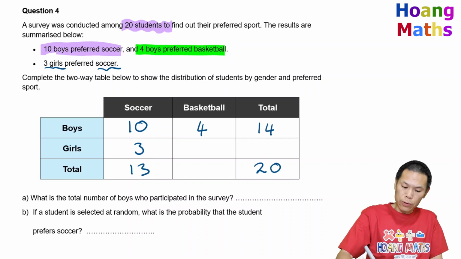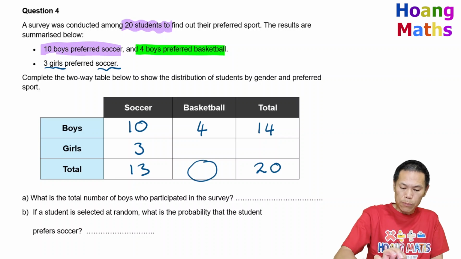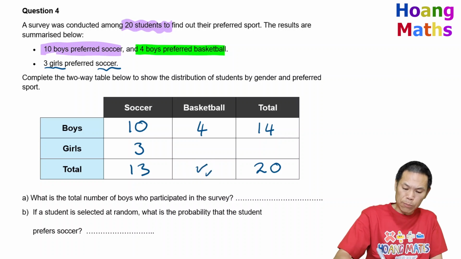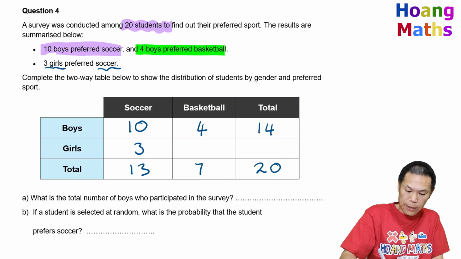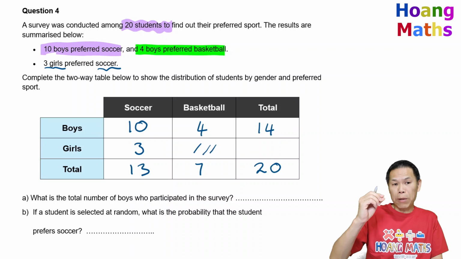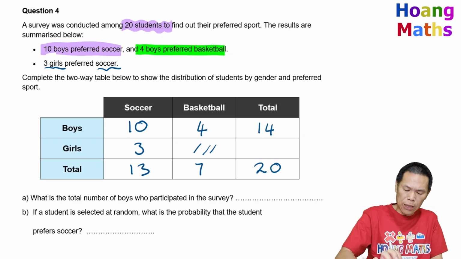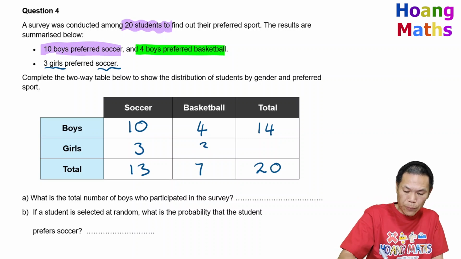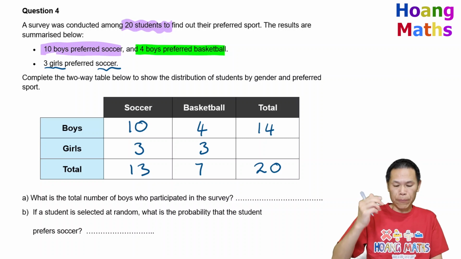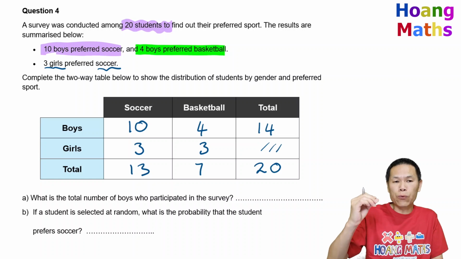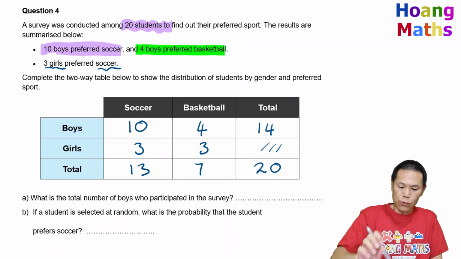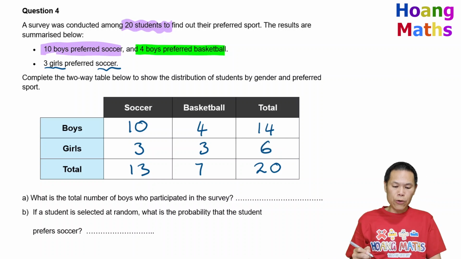Now we can work out this box here. So to work out this box, we know that 13 plus this box will give us 20. So we just go 20 minus 13. So that gives me 7. So let me just write 7. And then we can work out this box here. So 4 plus a number gives me 7. So 7 minus 4 will give me 3. Because 3 plus 4 is 7. Then we can work out this box. So you can either go 20 minus 14, or we can just go 3 plus 3. That gives me 6. So there you go.